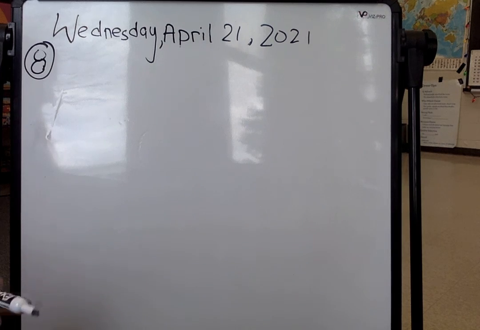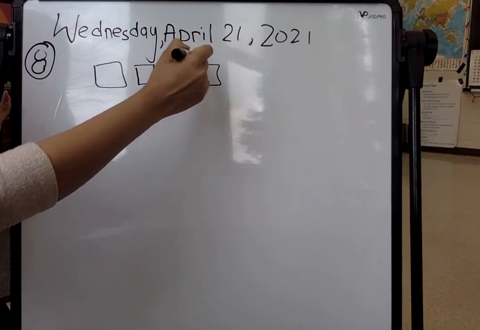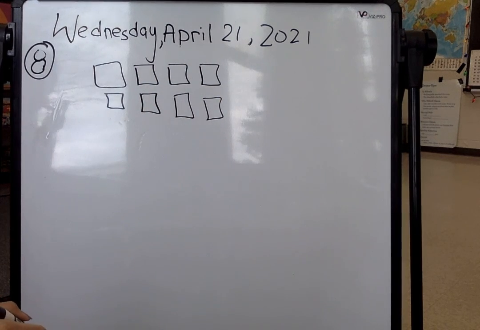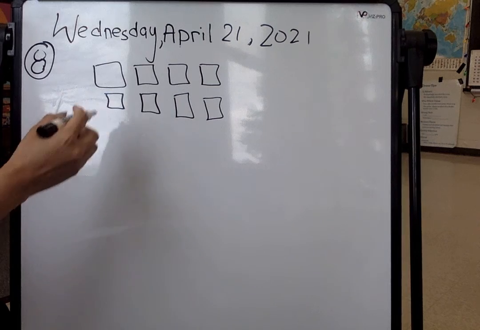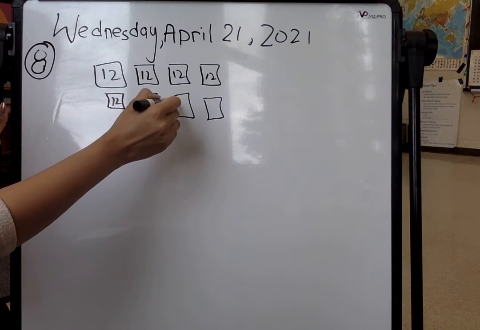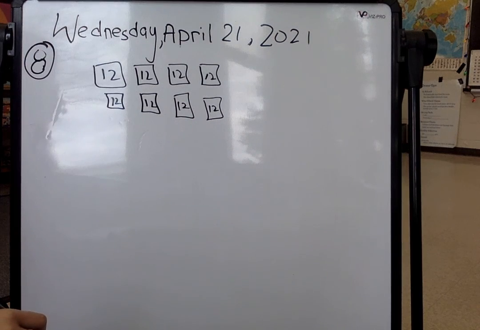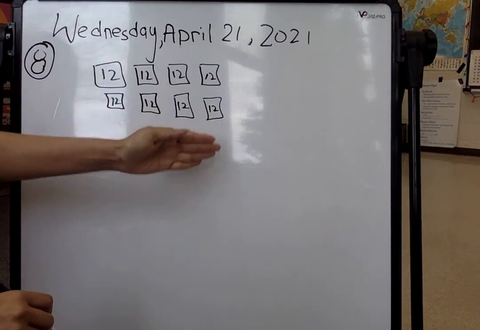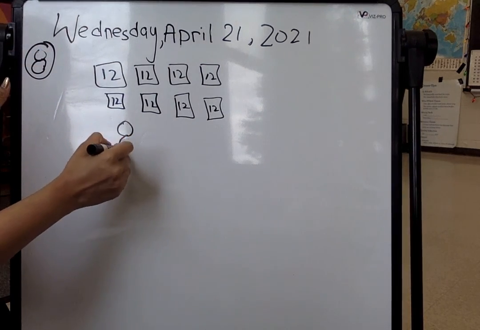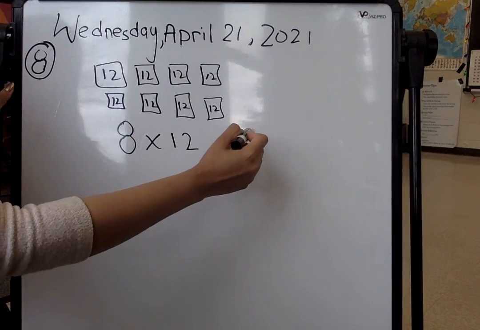Okay, so we know that how many boxes were there? There were 8 boxes. 1, 2, 3, 4, 5, 6, 7, 8, right? There were 8 boxes of cookies. There were 12 cookies in each box. So 12, 12, 12, 12, 12, 12, and 12. So how many boxes were there? 8 boxes. Each box had 12 cookies. Now we can go ahead and add each one of these, or we can simply multiply 8 times 12, right? We can stack up our numbers.